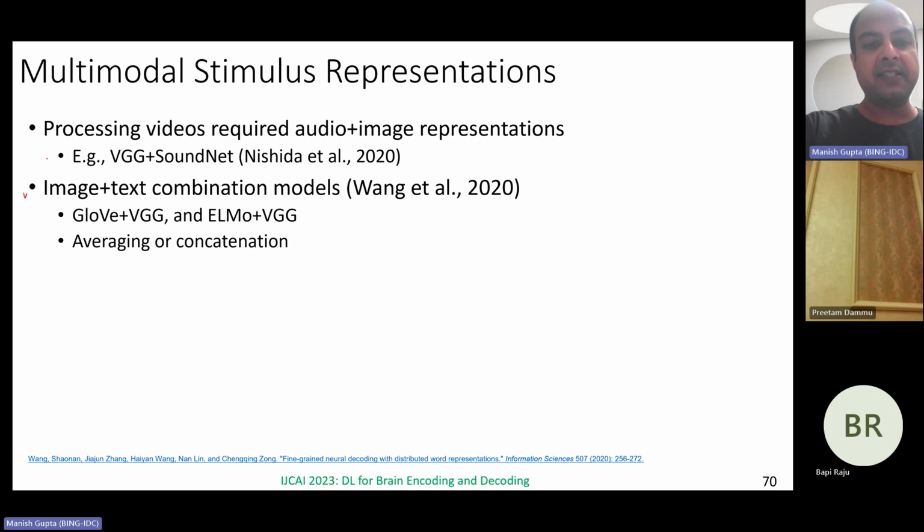Similarly, there have been image plus text kinds of combinations as well. People have taken datasets which have an image stimulus along with, say, a sentence about the image, and again people have done the same thing. For text, you use GloVe or ELMo, BERT, and so on, while for images you use VGG or any of the other popular image-based deep learning representations.